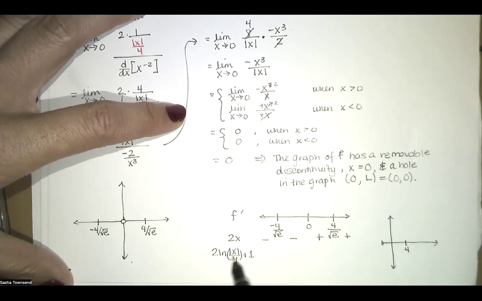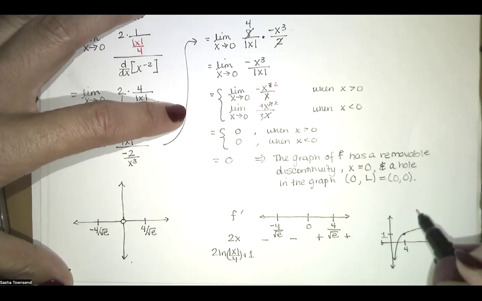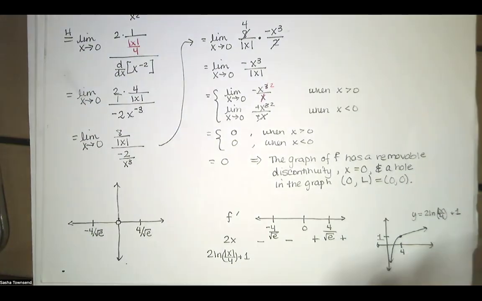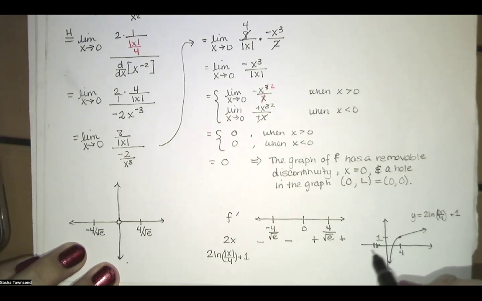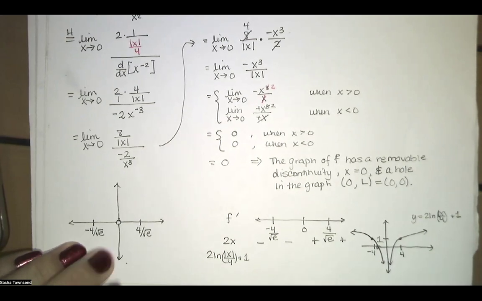So if I take that graph and I multiply all the y values by 2, and then I shift the whole graph up 1 unit, when x equals 4, we get 2 times natural log of 1, which is 0, plus 1. So 2 times 0 is 0 plus 1, which is 1. It's going to look like that. And then the graph is roughly going to have that shape. That's y equals 2 times the natural log of x divided by 4, plus 1. Now, because this function has an absolute value in it, it's going to look the same on the other side. At -4, we're going to have a y value of 1. And it's going to look like that.